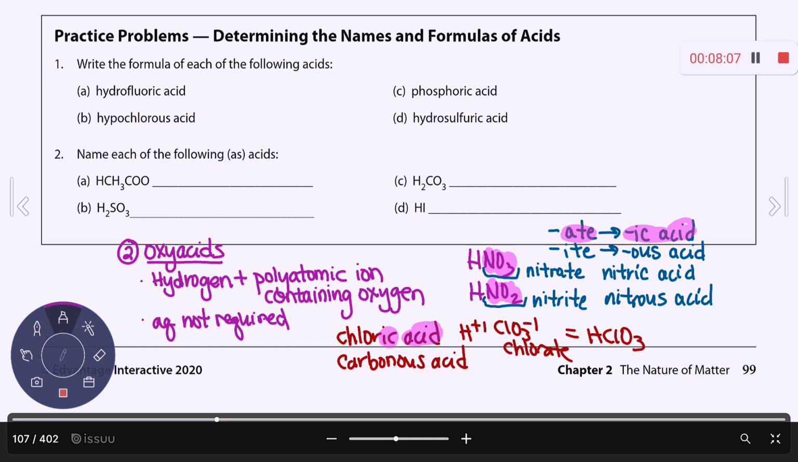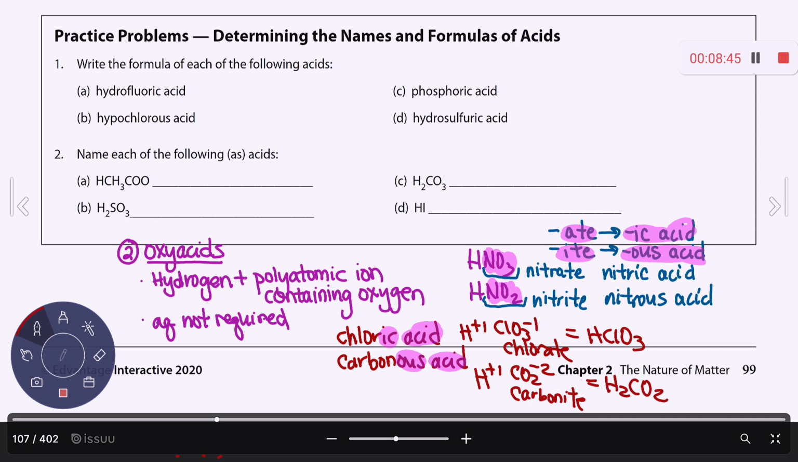Okay? For carbonous acid, the ous acid came from an ite ending polyatomic ion. That means you have a hydrogen with a carbonite. Carbonite on your periodic table is CO2 negative 2. So this means you need 2 hydrogens and 1 carbonite. So this formula would be H2CO2. And like I said, the aq is optional. If you put it on there, it's fine. It's not incorrect. You just don't have to do it, okay?